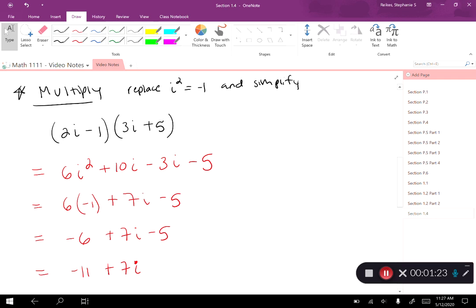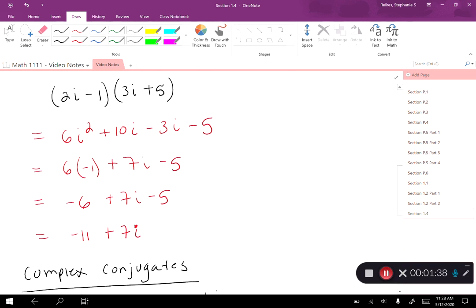When we multiply complex numbers, we're going to multiply using normal multiplication rules, and then anytime we see i squared, we're going to replace it with a -1 and then simplify. Let's take a look at this example. 2i minus 1 times 3i plus 5.